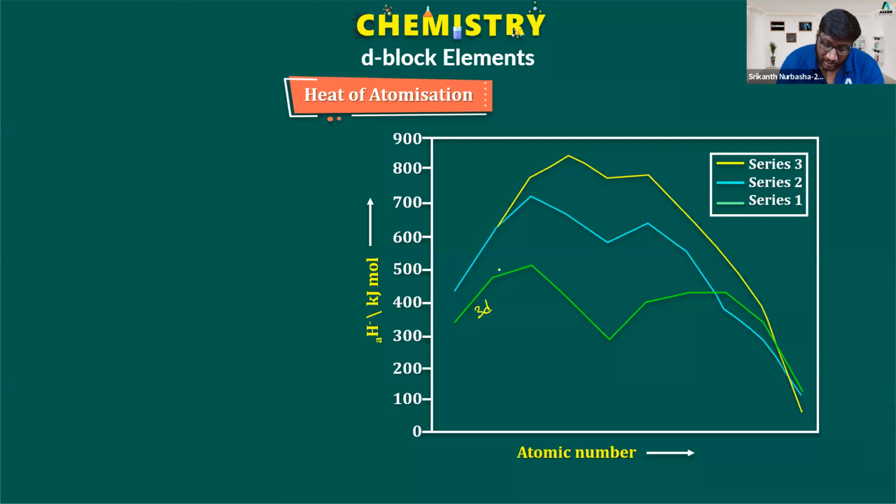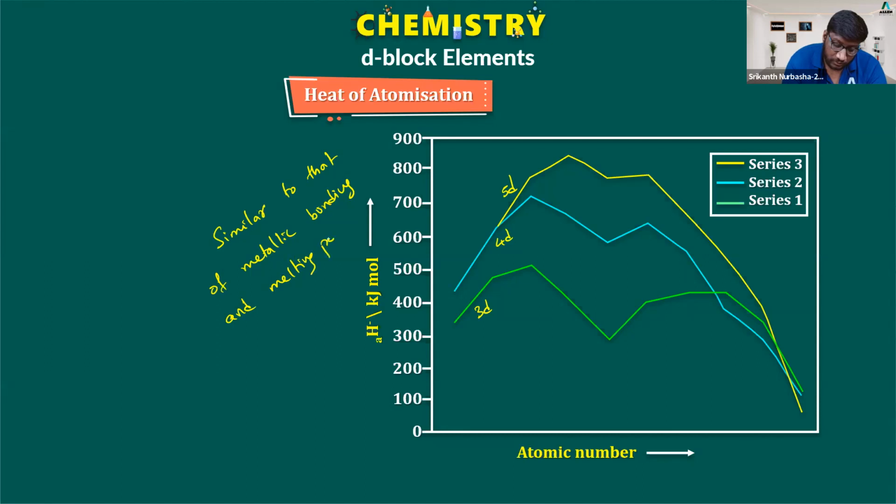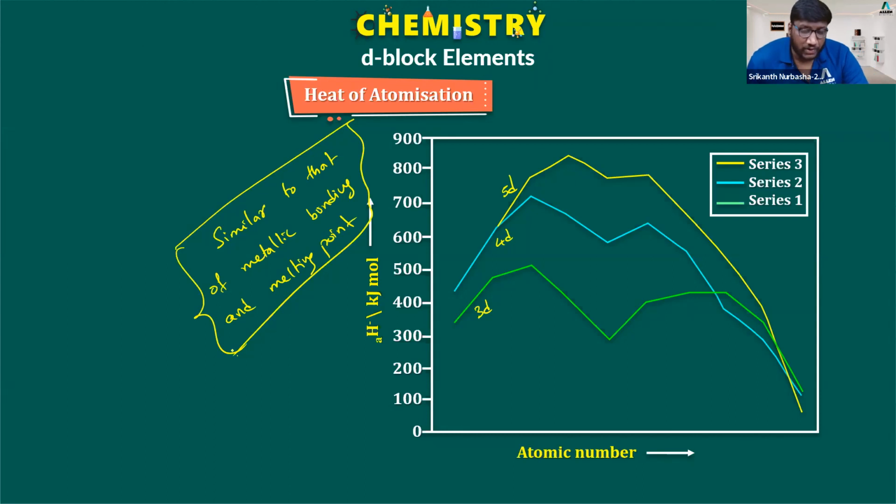Same thing, 3d series, this is 4d series, this is 5d series. This is the same graph or not? Similar to that of metallic bonding and melting point. Is that clear, students? These graphs? Yes, sir. Very good now.